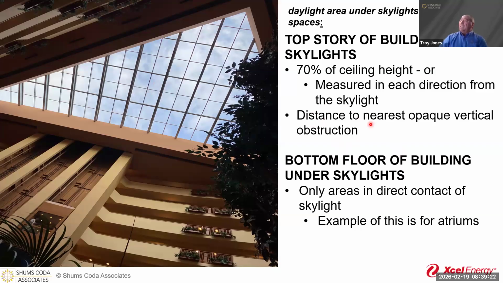Here we've got the distance to the nearest opaque vertical obstruction. So we're going to take this out here. We hit this wall here. Obviously, we're not going to continue through that. The light's not going to go through there. The bottom floor of the building are areas in direct contact with the skylight. Again, if we have a wall that's there, it doesn't count past that if our calculations say it should.